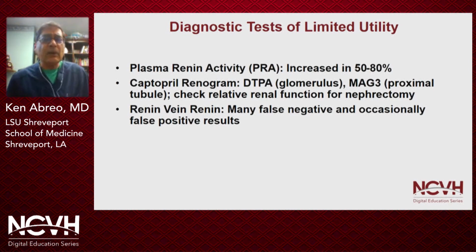There are other tests of limited utility, like plasma renin activity, which may or may not be increased. Captopril renogram, which is better used to find out whether the patient has significant renal function, and the renal vein renin, which has many false negative and occasional false positive results.